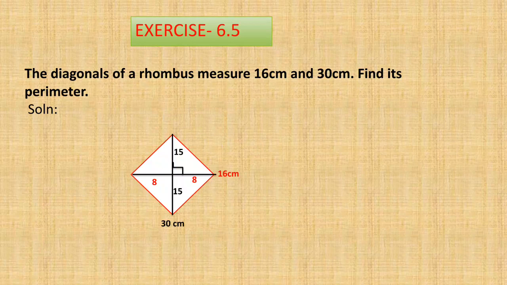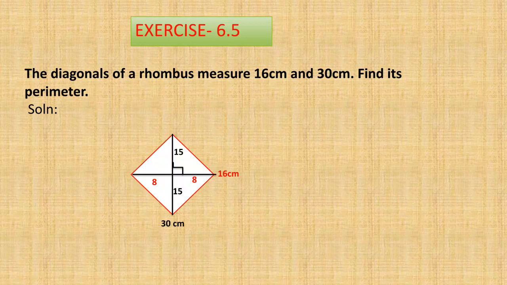Now, look at your figure. You are having 15 and 8 forming a right angle. You can see a right angle at all four sides. We are having four right angles here. The measurements 15 and 8 are known, the hypotenuse side is unknown. We have to find the hypotenuse side using the Pythagoras property. After that, we have to find the perimeter of this rhombus.